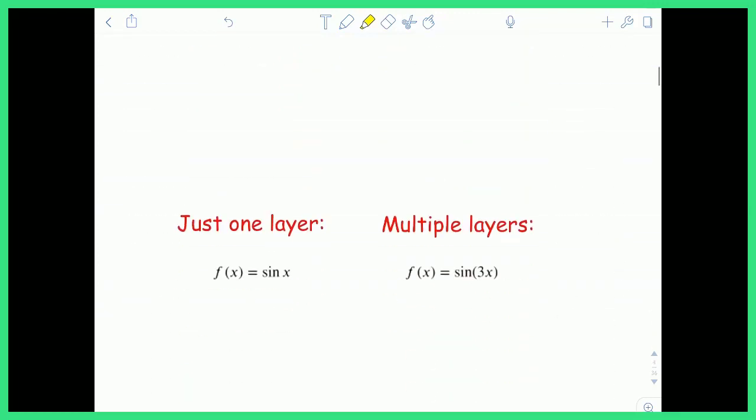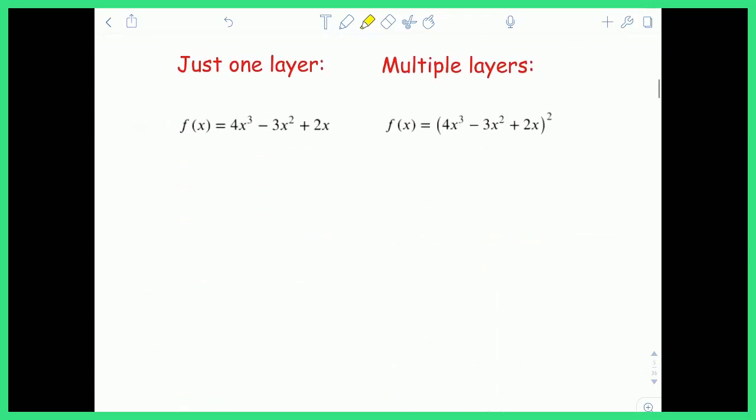Another example: one layer, sine x; multiple layers, sine 3x. So instead of just being sine of a singular angle x, we're now plugging 3x into the angle. One last example. Just one layer is a cubic polynomial, 4x cubed minus 3x squared plus 2x, whereas a multi-layered function would be that cubic polynomial all raised to the second power.